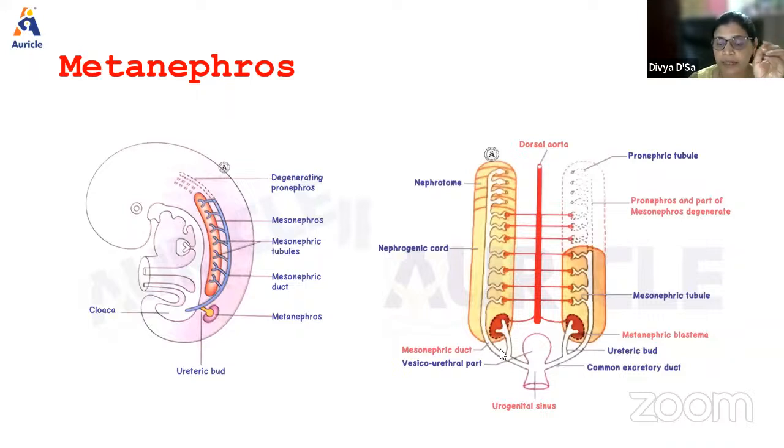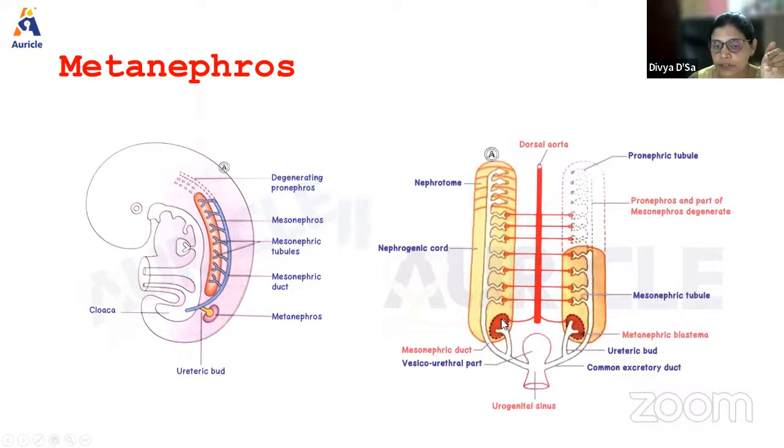Another part is the collecting part. So the collecting part is formed by the ureteric bud, which has developed from the mesonephric duct, just before it opens into the vesico-urethral part of the cloaca. This will divide into many generations, forming the entire collecting system of the duct.